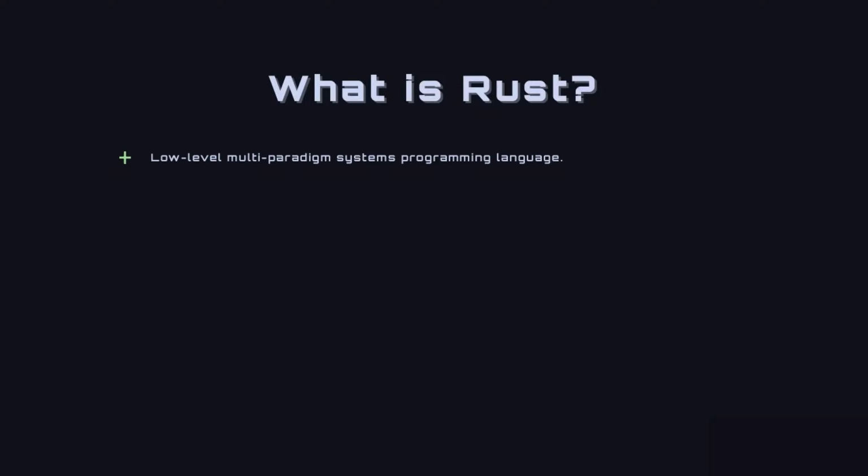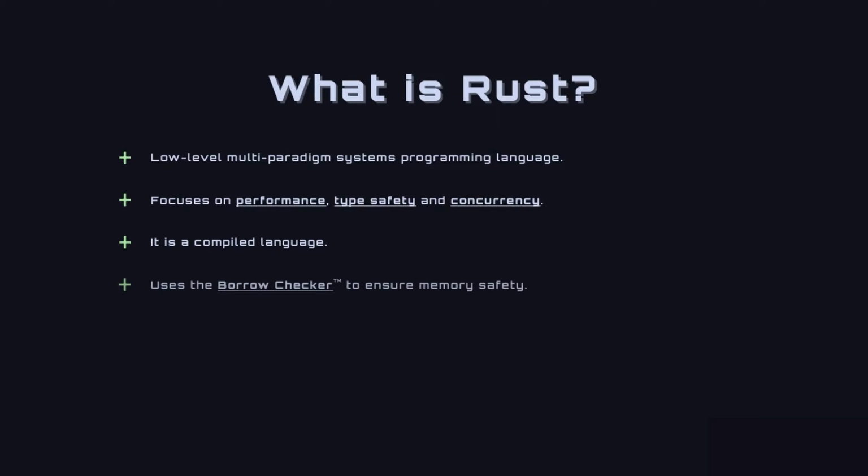Rust is a low-level, multi-paradigm systems programming language that focuses on performance, type safety, and concurrency. It is a compiled language, meaning that there is no runtime like Python. It is also very memory safe, ensuring that all references point to valid memory without using a garbage collector like JavaScript or reference counting like Python. Since it is a compiled language, any errors that may occur are shown while compiling, which means that the code is less prone to breaking when in actual use.